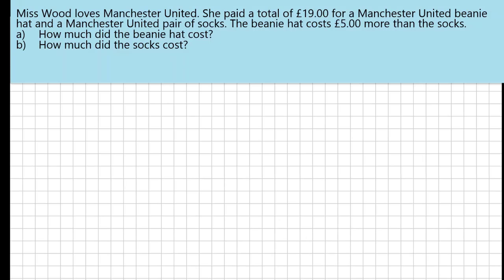The first thing we need to do is to find out the item of clothing that costs the least, or the smallest amount of money. So we can see the beanie hat cost £5 more than the socks. So we need to create two labels, one for the socks first because it's the smallest, and then for the beanie.